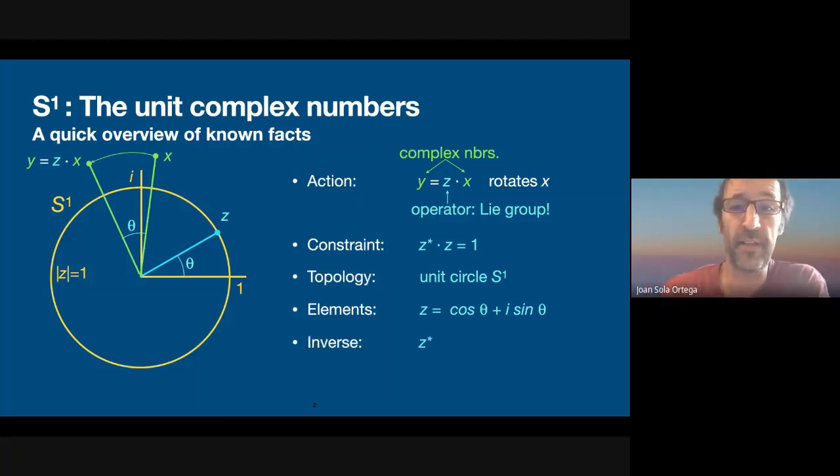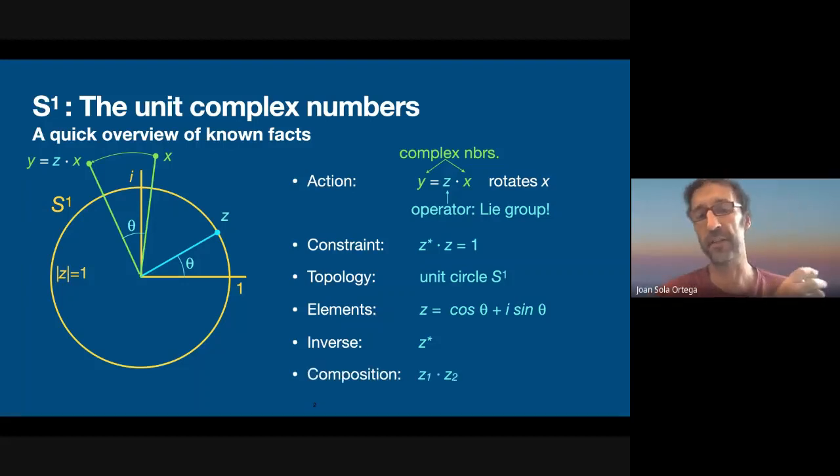We can define an inverse for this complex number, which is z conjugate. It would be symmetrical under the real line, at angle minus theta. That can be written as z conjugate. And we can compose different operations by using the complex product.